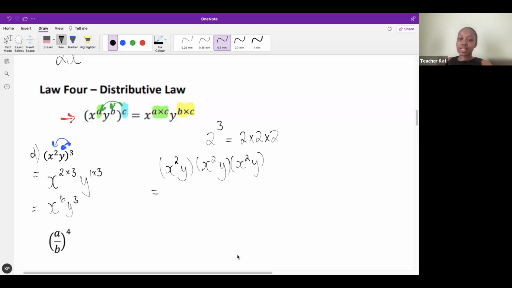Law 1 of exponents, thank you, Buhlali, we add them. So if you take all of the x's, x will be to the power of 2 plus 2 plus 2. And y will be to the power of 1 plus 1 plus 1. And this will give us the same answer of x to the power of 6 times y to the power of 3. Do we see where this law comes from? So instead of going through multiplying all of those brackets, you can just take the power that is outside and distribute it between everyone inside.